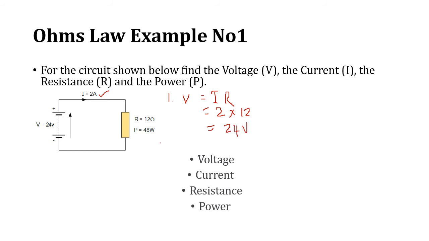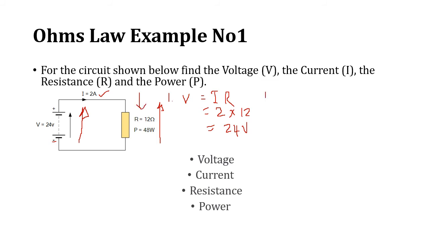Here the voltage drop across this resistance will be equal to the voltage drop which the battery cell has in between this minus and plus. Here we have connected the resistance in series with this 24 volts, so the total 24 volts will drop across this resistance R.